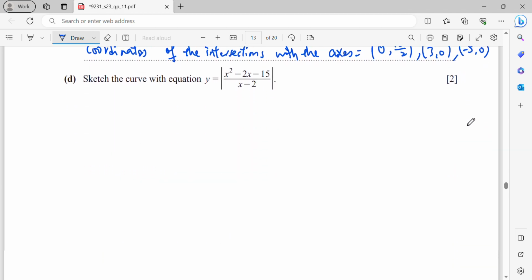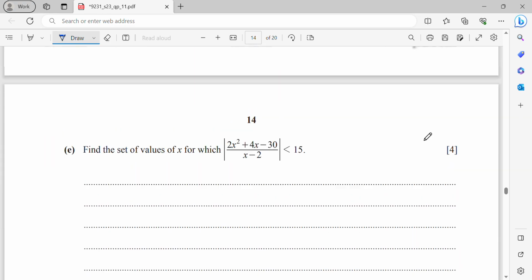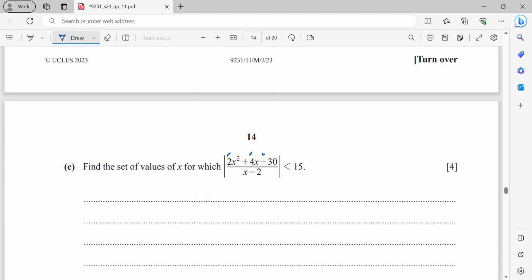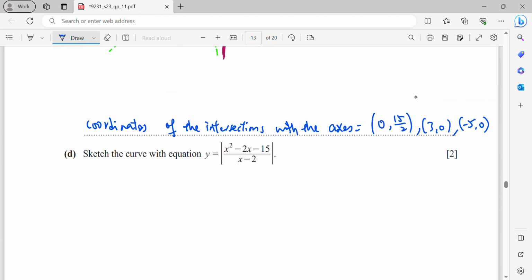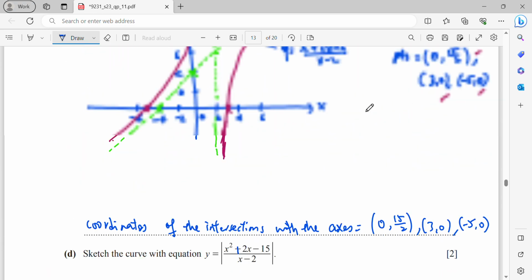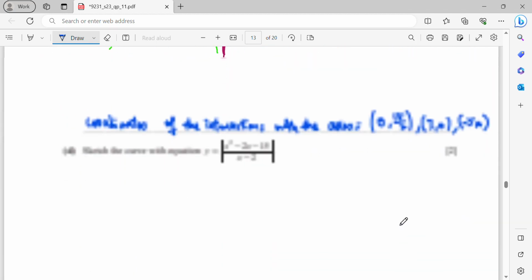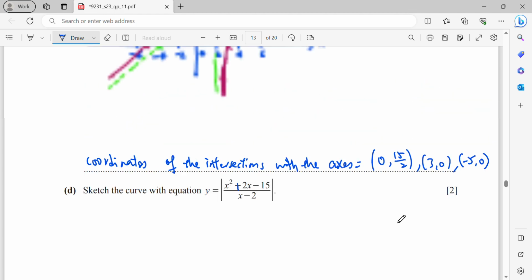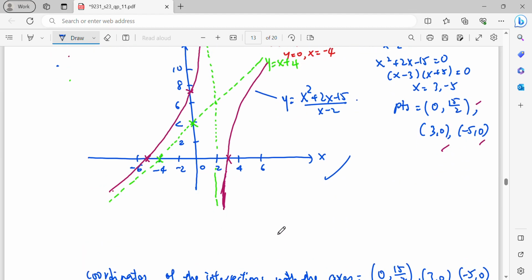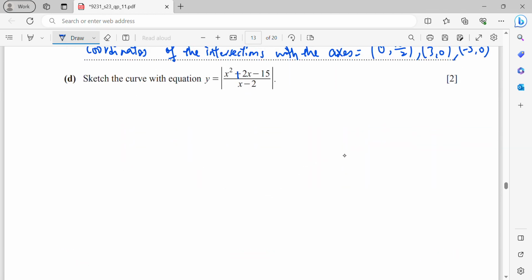Right? So now D, sketch the curve with equation. Then you check the next question is going to be plus, plus, minus. Okay, so here supposed to be plus. Alright, so that it will be the same as the previous function. So what we need to do is we redraw this graph, but all the negative parts, which means here, will be reflected in the x-axis because of the modulus. So I need to redraw the graph or resketch the graph.